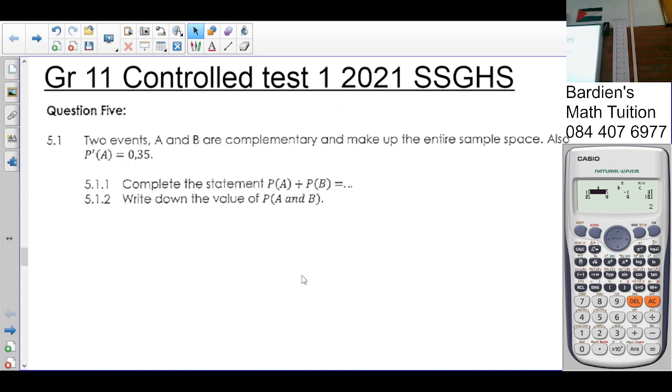On question 5, we are told that two events A and B are complementary, which means that they add up to 1 and make up the entire sample space. Also, the probability of not A is 0.35. They asked to complete the statement. So the probability of A plus the probability of B would then be equal to 1 because they are complementary.